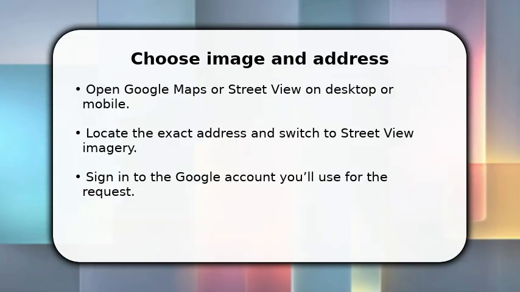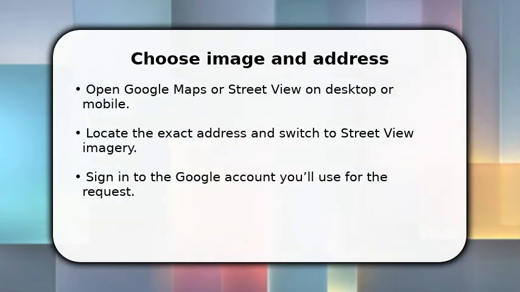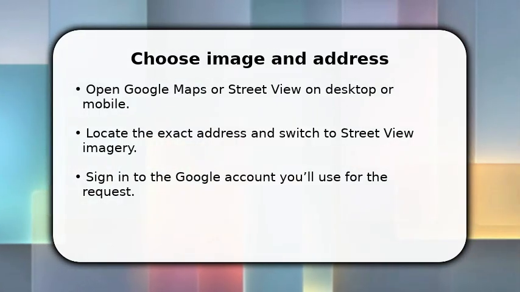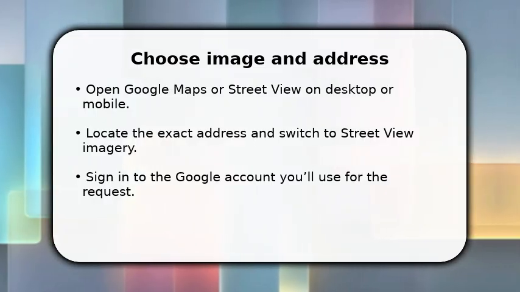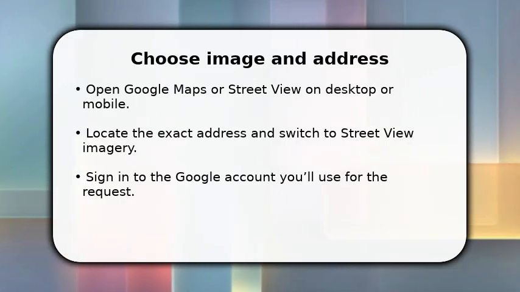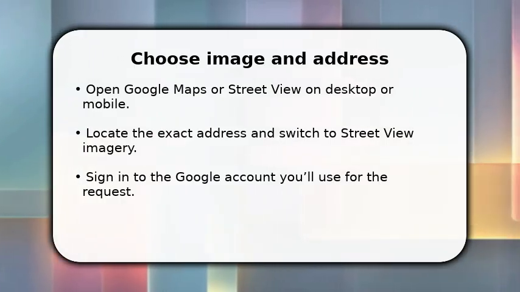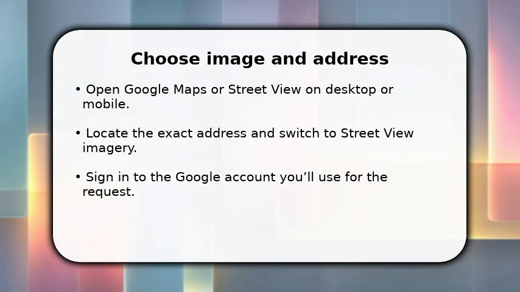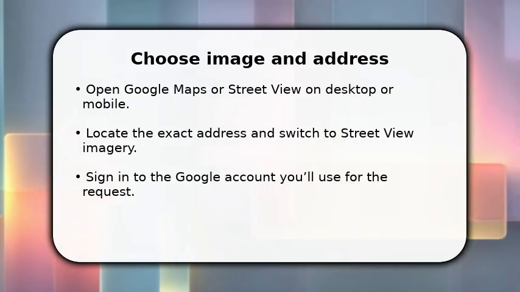You start by finding your property in Street View and confirming the exact frame that shows your house. Once done, sign into the Google account you want associated with the request so you can track it later. Make sure you clearly identify the building and any distinguishable features. This helps Google approve the edit.